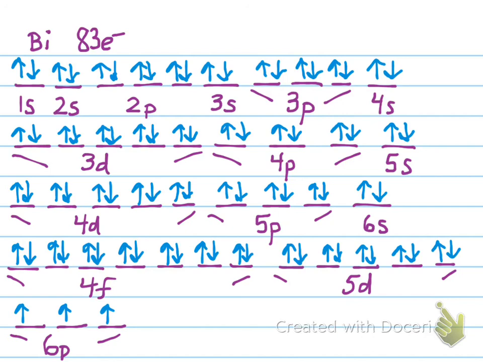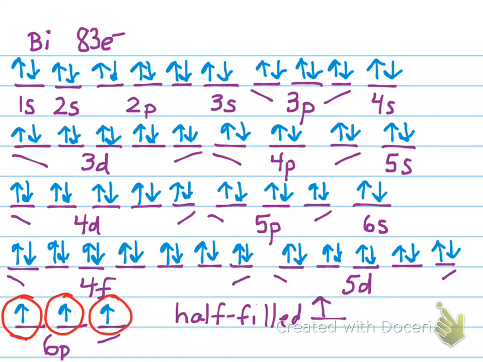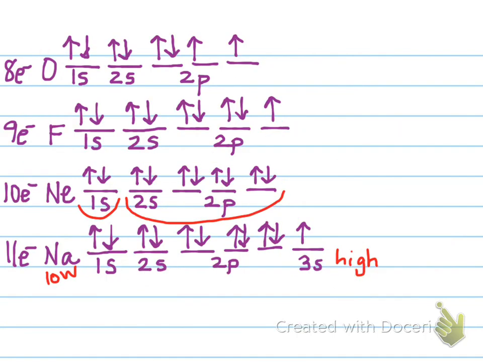Now, the last thing we want to talk about is there is something called being half filled. And half filled looks like this. Okay, half filled means I have an orbital and I just have 1 electron in it. So how many electrons does bismuth have in a half filled orbital? 3, right? When I go over here to oxygen, how many electrons does oxygen have in a half filled orbital? 2. Fluorine has 1. Neon does not have any.